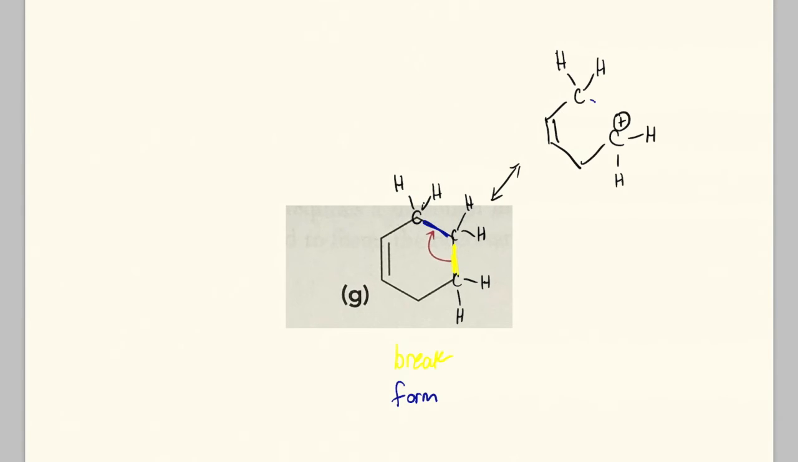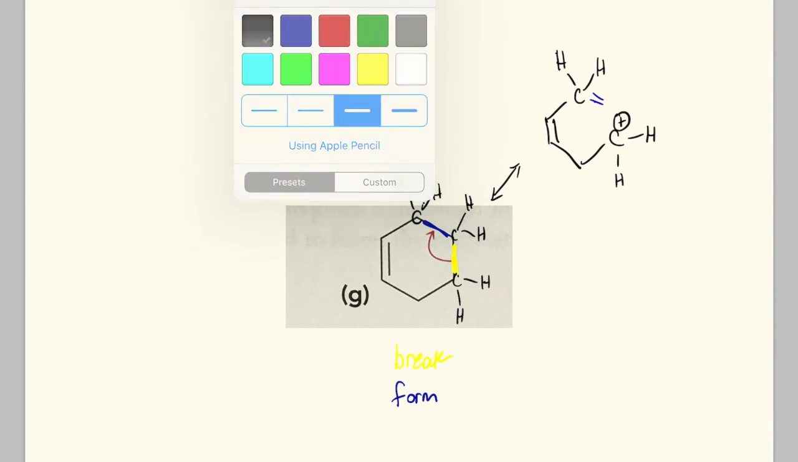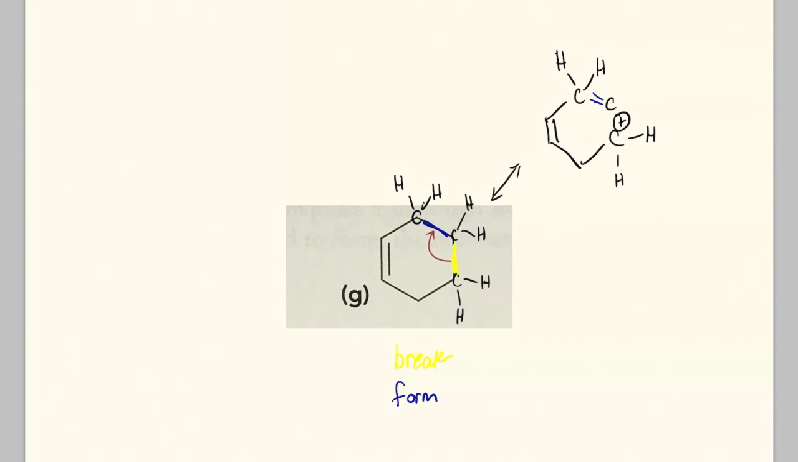I'll try to use my color coding here. So the yellow bond was broken, and so I don't need to show that. But the blue, I'm trying to keep blue. So if you look at this carbon here, it has 6 electrons, so we're not exceeding the octet, so that's okay. Everything else is fine in the molecule.